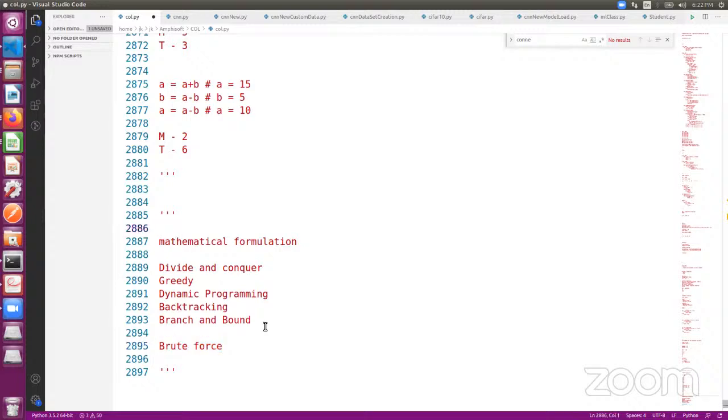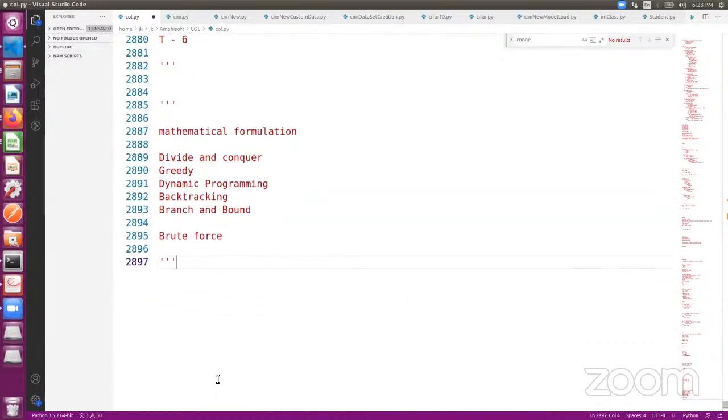First, you have to check whether any mathematical formulation is possible. Else, you have to check for these strategies whether you are able to convert the problem into these strategies. If not, then you should go for the brute force method. Okay, fine.